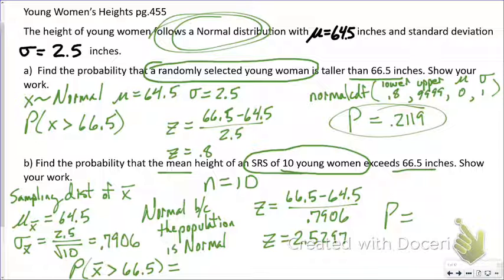So for that final proportion, I bet it's close to 0. Very rare. A mean of 66.5 or greater should not happen. But yet one woman being that tall or taller is not rare. Kind of interesting. They look like similar questions, but yet very different.